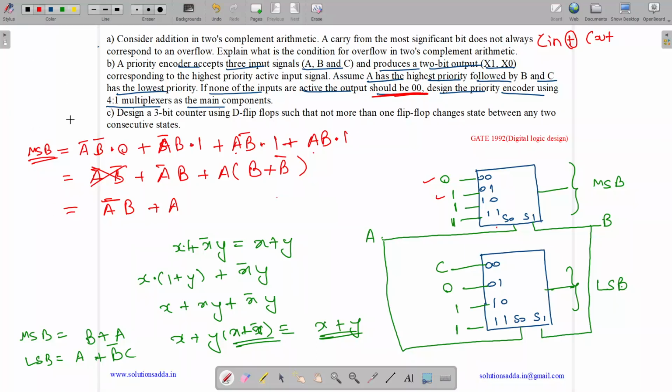So this one will be equal to, this is x complement, this is y. So it will be equal to a plus b. So MSB is verified, a plus b. Okay. Now let us verify LSB.